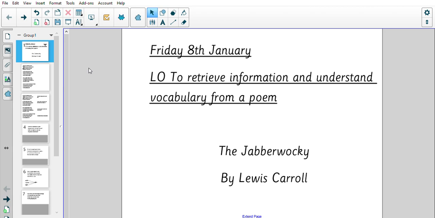So if your work pack has already been delivered, inside you'll find a plastic wallet full of different reading texts. I want you to pause the video and go and find the one which is the Jabberwocky poem. If you haven't had your pack delivered yet, you can make notes on a piece of paper instead.